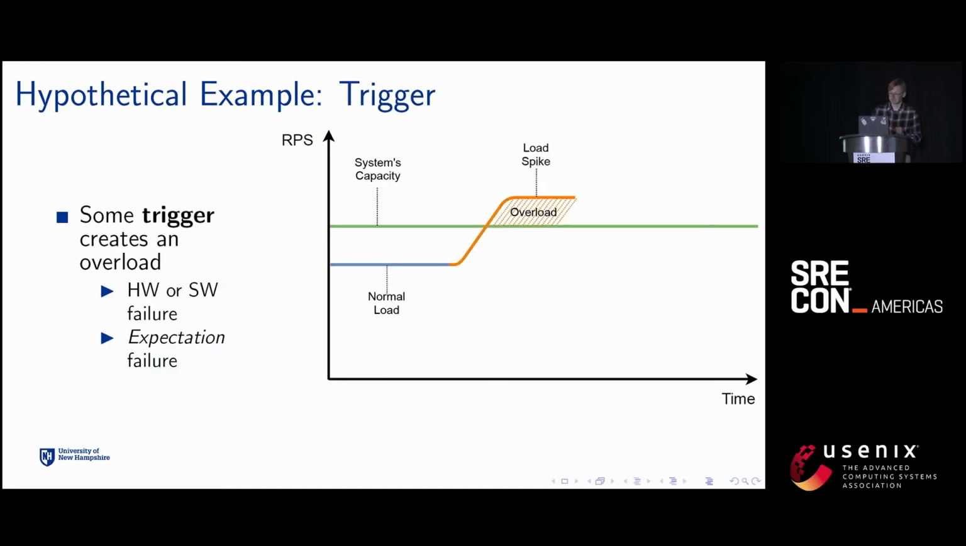Some trigger comes in, and that trigger can overload the system, right? So in my example here, maybe the trigger is some kind of unexpected load spike, right? I call this an expectation failure, right? So you didn't anticipate some kind of behavior from outside of your system that causes that load spike. But triggers can come in all kinds of different flavors, right? That can be hardware failures, software failures, bugs in your code, you name it. So this is already a bad situation to be in, right? We are overloaded, it's not pretty.